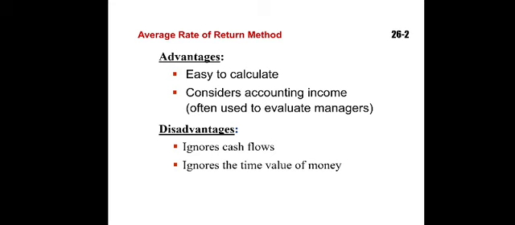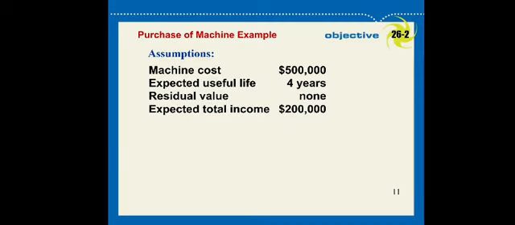Remember this, the average rate of return is a method that focus on profit, so it ignores the cash flow. Cash flow is important in a business, but this method focus on profit only. It ignores the cash flow. Okay, let's see. This is an example.